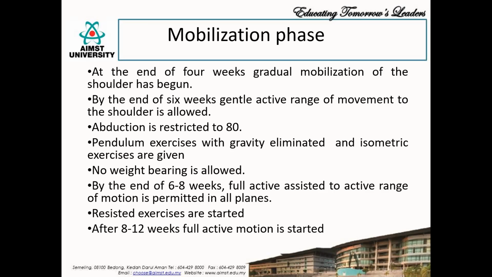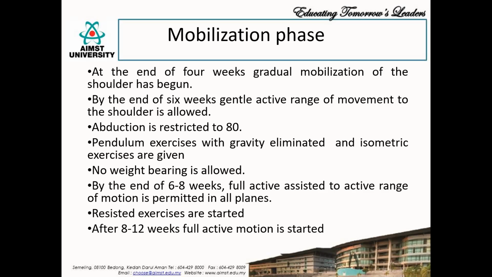Okay, by the end of 6 to 8 weeks, you can have no restriction in all the planes. All movements: flexion, extension, abduction, internal and external rotation, and then elevation, depression, and scapular movements. Scapular movements they cannot do earlier, but elevation, depression, protraction, and retraction, all the things in full active and slightly assisted. And then resisted exercise also you can start by the end of the 6th to 8th week, that is 1.5 months to 2 months.